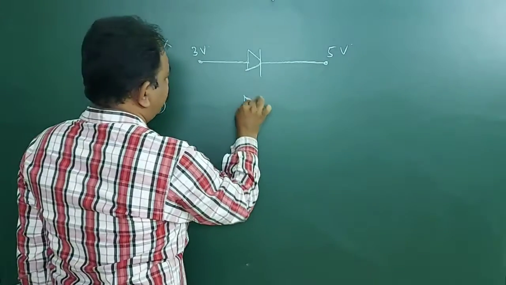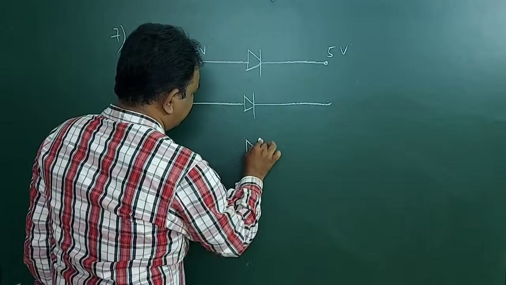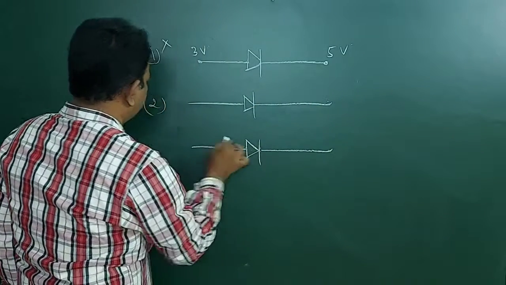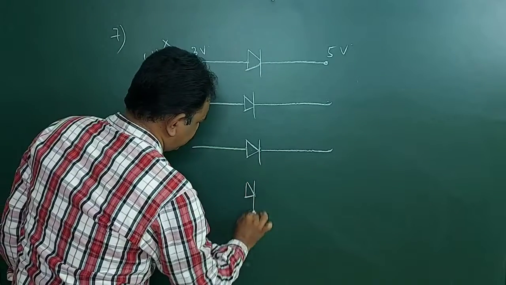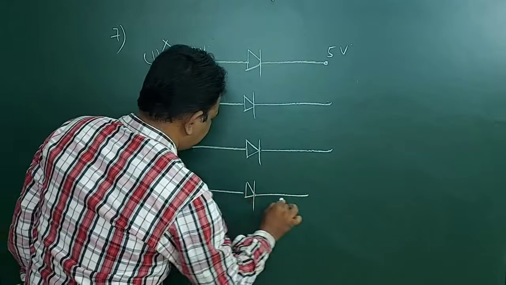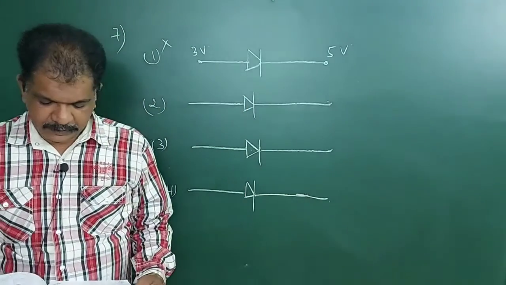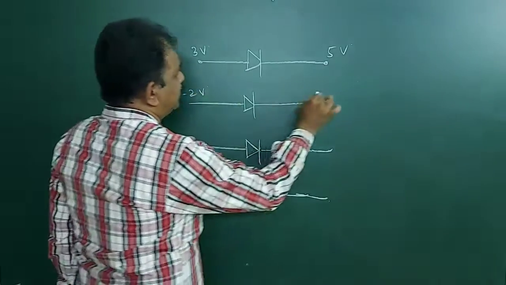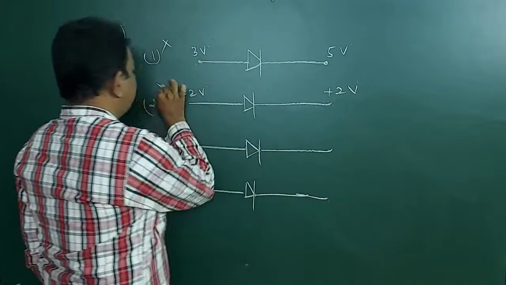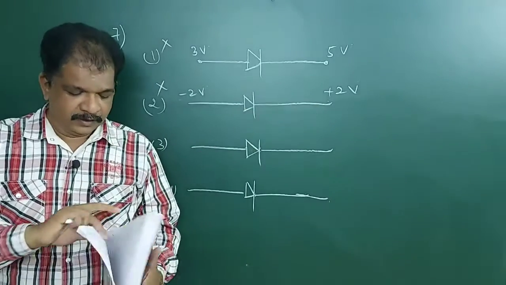Second option, if you check, what are the values given? This will be minus 2 volt, and this will be plus 2 volt. So it will also be wrong. It should be greater than this.